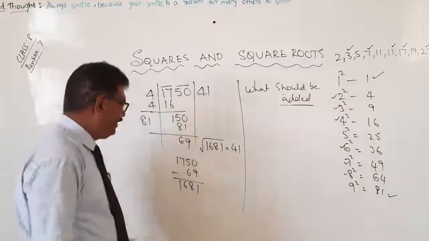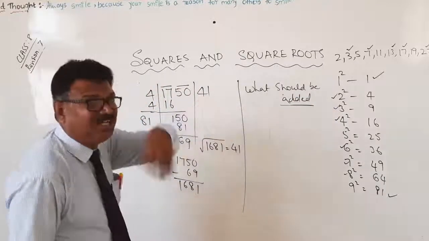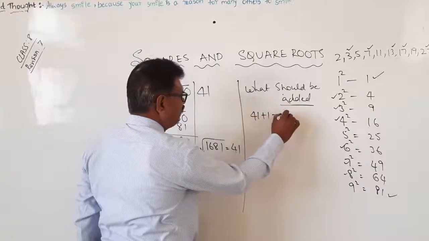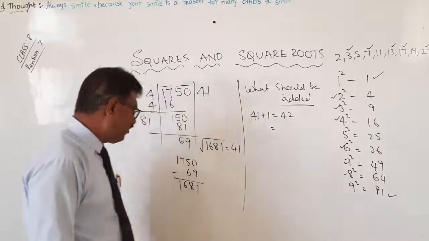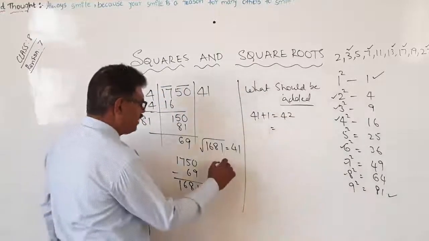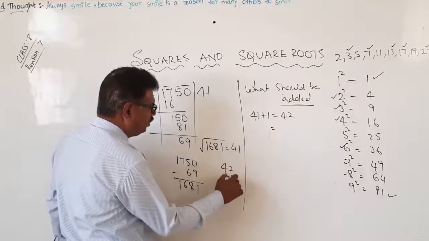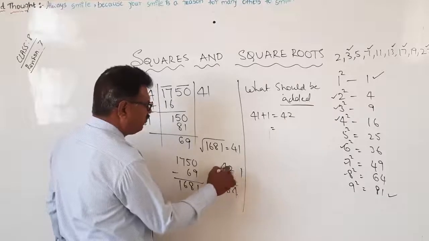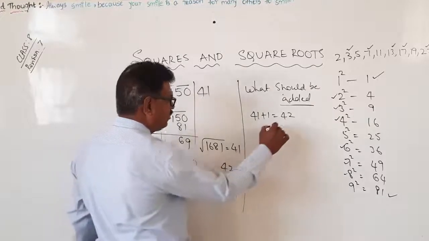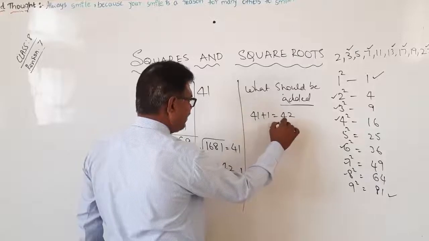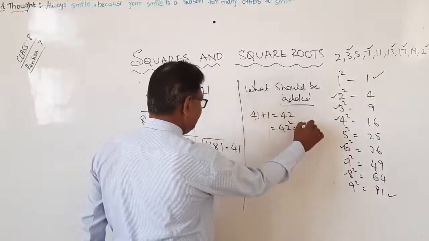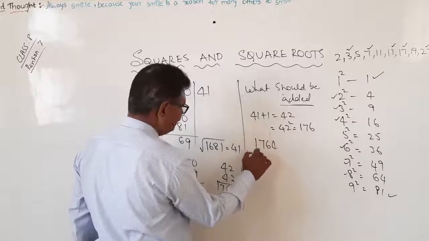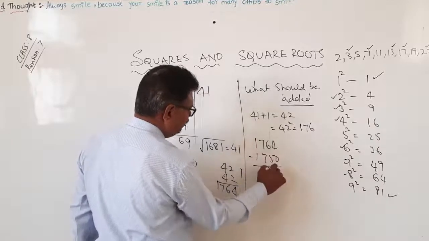What should be added means we should go for the next number. 41 plus 1, that is nothing but 42. So we should find out 42 square. So 42 square we can write as 42 into 42. 2 twos are 4, 8, 8 plus 8, 16, 4 fours are 16, 17, 64. So 42 square is 1764. Therefore 1764 we should minus 1750, 14.